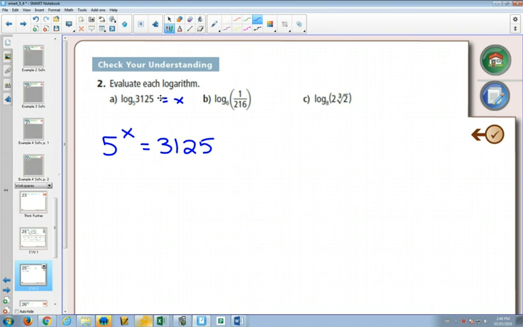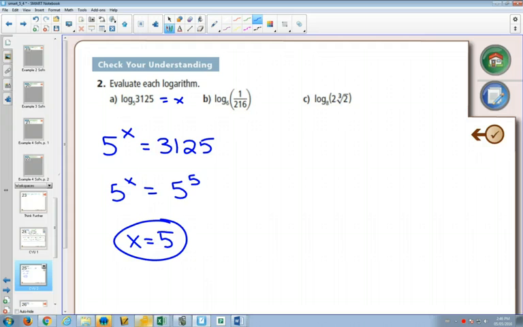But if this was a non-calculator section, then you would write it like this and then have to go back to your powers chart. Is 3,125 part of the powers chart? If you go one further than what we have, 5 to the power of 4 was 625, and 5 to the power of 5 is 3,125. And if you can get them to be the same base, then x is equal to 5, because if the bases are the same, then the exponents have to be the same, so x would have to equal 5.